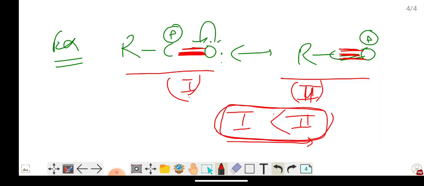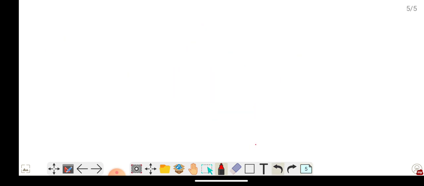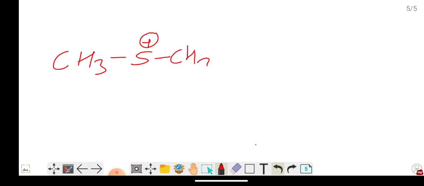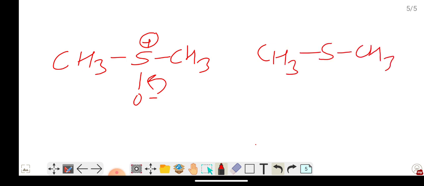Now let's take the example of another compound. Here we have CH3 positive, CH3 O negative, and this negative charge jumps here, and we have CH3 double bond O. This is the first resonating structure and this is the second resonating structure.